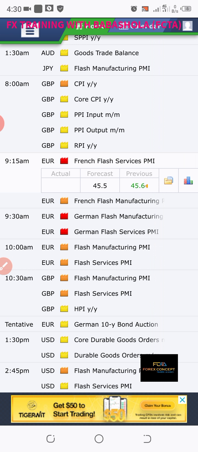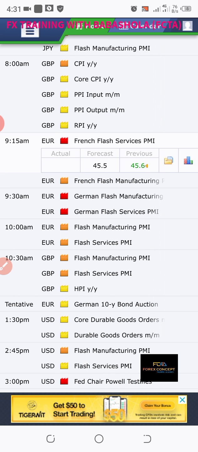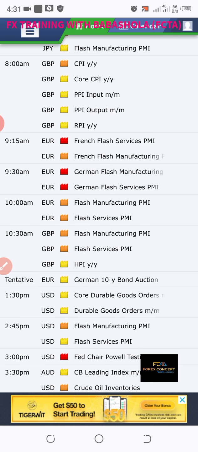And when the news is released by 9:15, if the actual is greater than the forecast, then close your sell trade and buy euro. However, if the actual is lesser than the forecast, then hold your sell trade and lock in some profit. If the actual is the same as the forecast, then close your trade. Also, for the euro, the French flash PMI will also be released again.